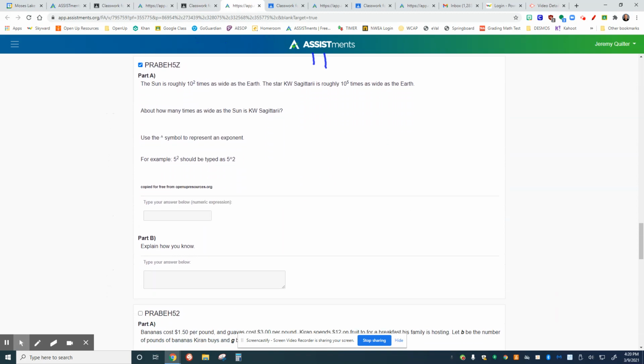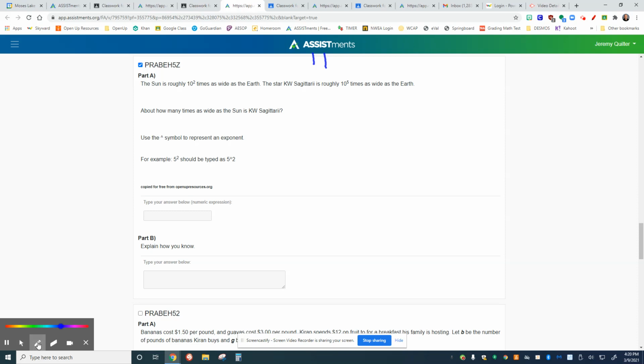And then here you've got a little bit of a word problem to finish it out. So the sun is roughly 10 to the second power times as wide as the earth. The star, KW Sagittarius, is roughly 10 to the fifth times as wide as the earth. How many times as wide as the sun is KW Sagittarius?